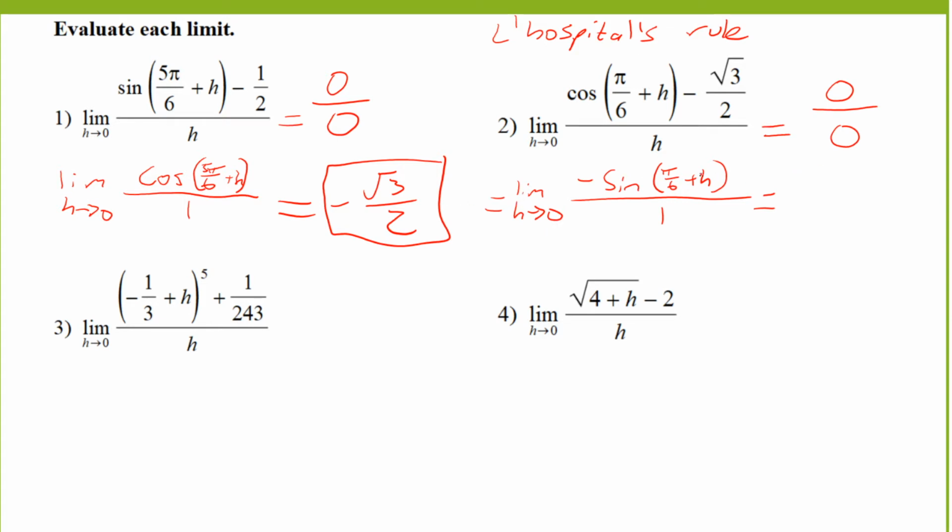Okay. If I plug in h is 0, I get the sine at pi over 6 here times negative 1. What's the sine at pi over 6? 1/2 times the negative 1 is negative 1/2, should be my answer.